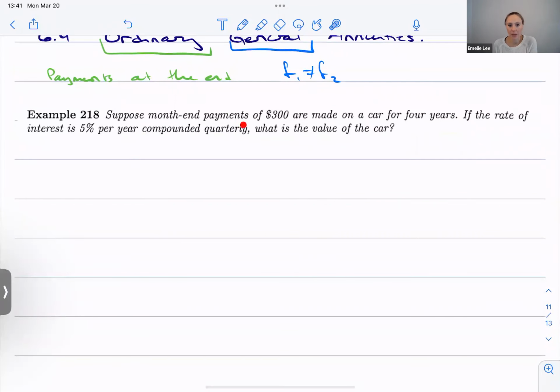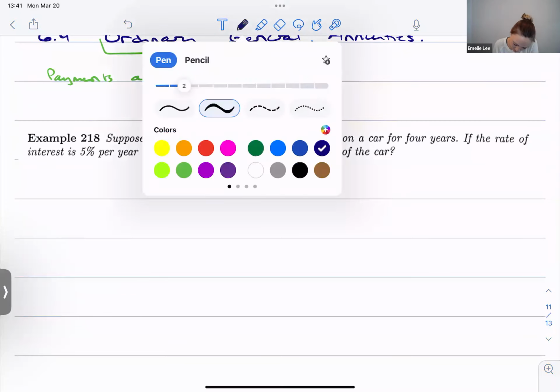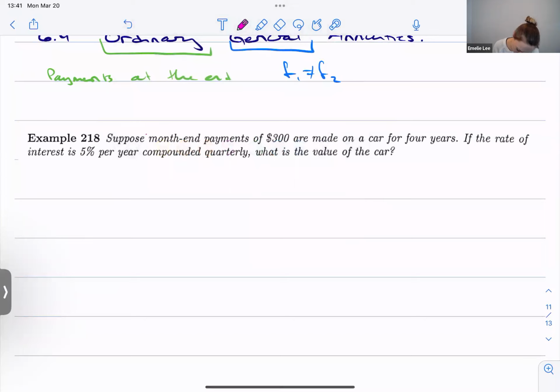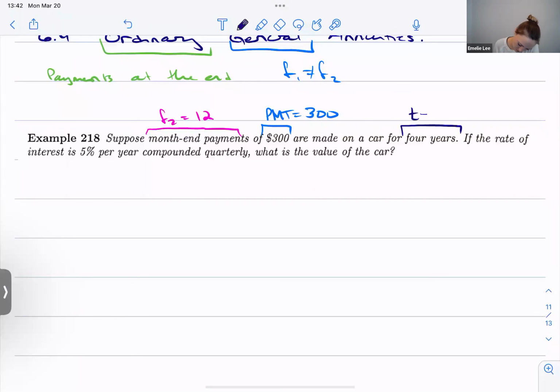Suppose month-end payments, okay? And so we've got a payment frequency of monthly, okay? So month-end payments, so F2 is monthly, okay, of $300. So the PMT, the payment amount is $300. Are made on a car for 4 years. And so the time here is 4.